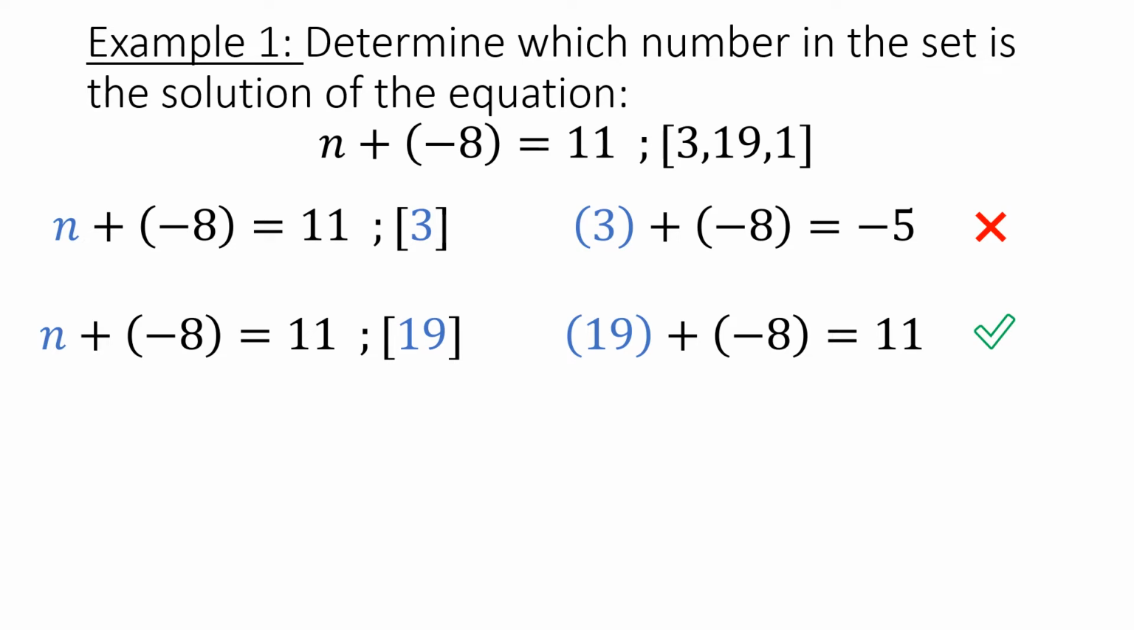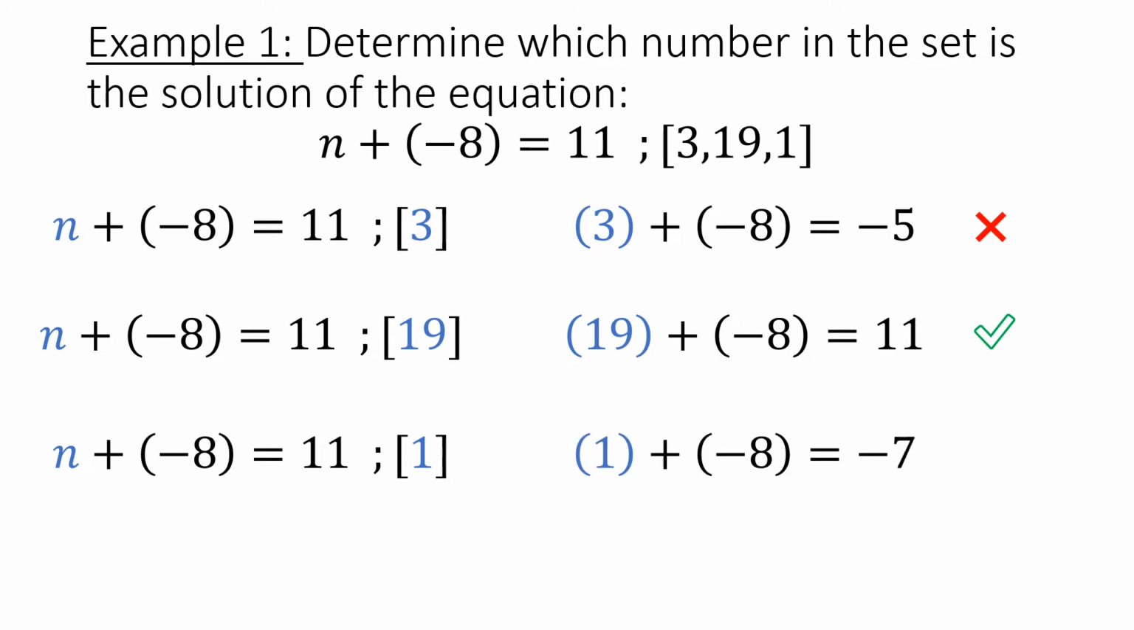But I'm going to go through and do the last one to show you that it's not the solution of the equation. So I'm going to substitute in 1. I'm going to put in parentheses around the 1, and for the n, 1 plus -8 gives me -7. That's not 11. That doesn't work. So the solution of the equation would be n equal to 19.